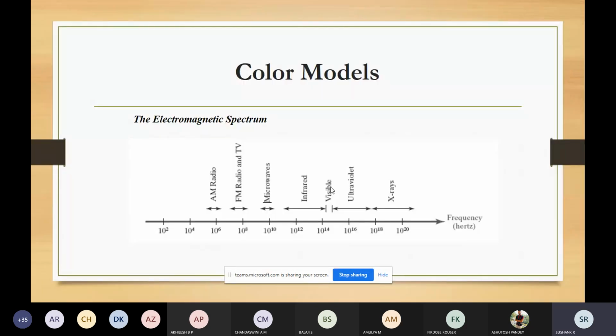Okay. So this color model is also very important. We have the RGB color model and the CMY color model. Those two are very, very important color models from the examination point of view. You can check the previous year question paper also. Those questions get repeated. So now we will talk about the color model.